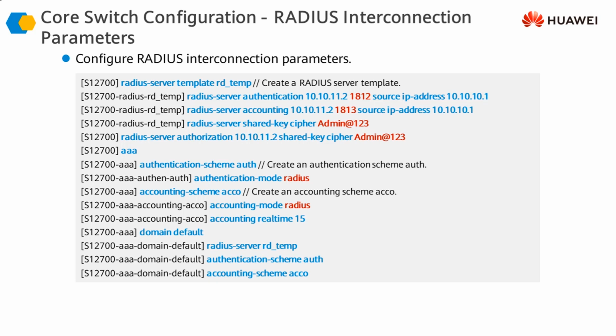So first we configured the RADIUS server template. In this RDTemp template, we configured the RADIUS server for authentication and the RADIUS server for accounting, giving the IP address of the Agile controller, which is going to be our RADIUS server in this case, along with the port numbers, which are pretty much the default ports, and the source IP, which is the IP address of the core switch virtual interface or VLAN interface, which is connecting it to the Agile controller.